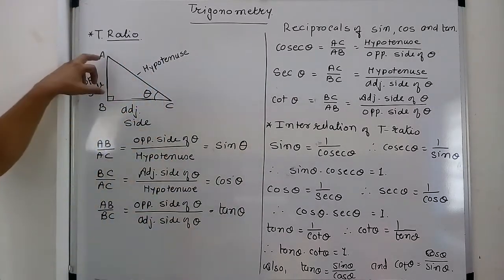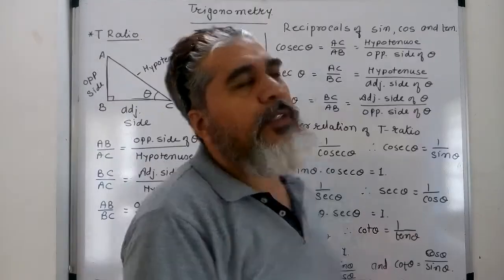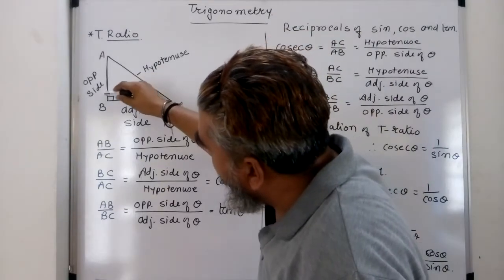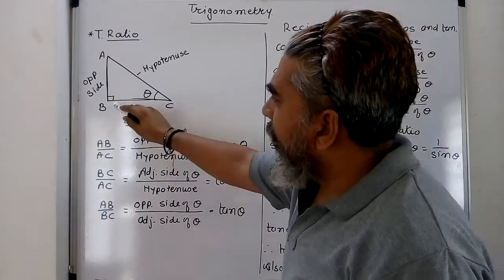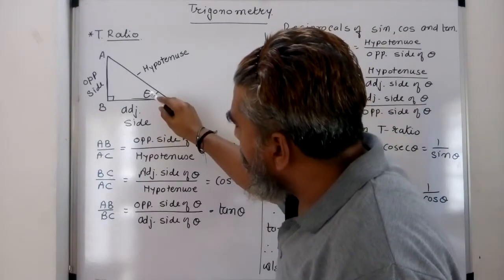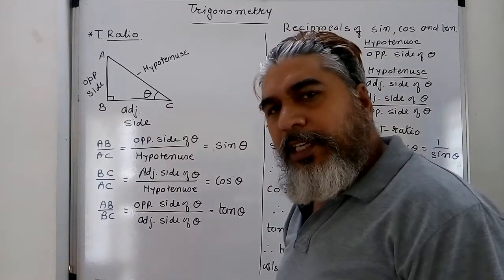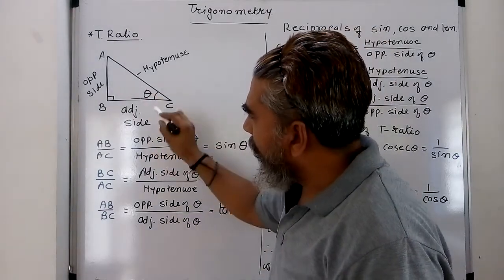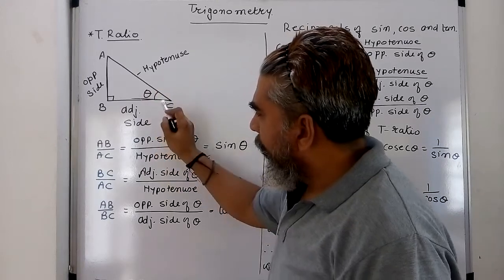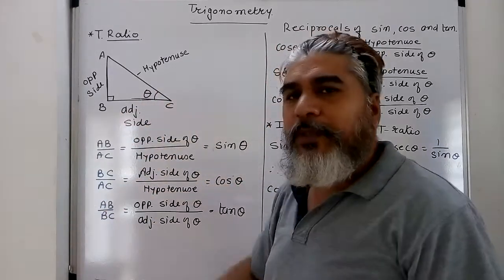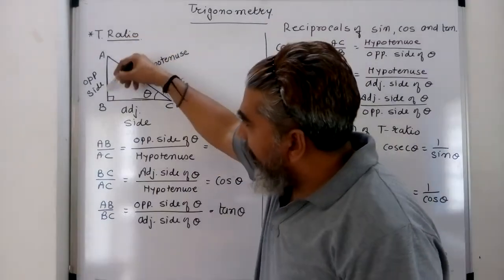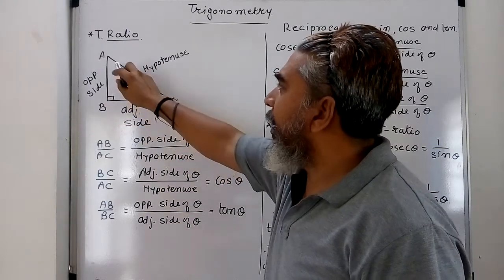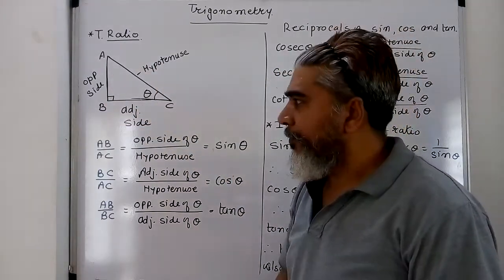So here is triangle ABC, in which you observe angle B is a right angle. Then this angle is taken as theta. Theta is a Greek alphabet, generally used for an angle. So this angle is theta. Angle C is equal to theta. So BC becomes the adjacent side of this angle, and AB becomes the opposite side of the angle, and the side opposite to the right angle is considered the hypotenuse.